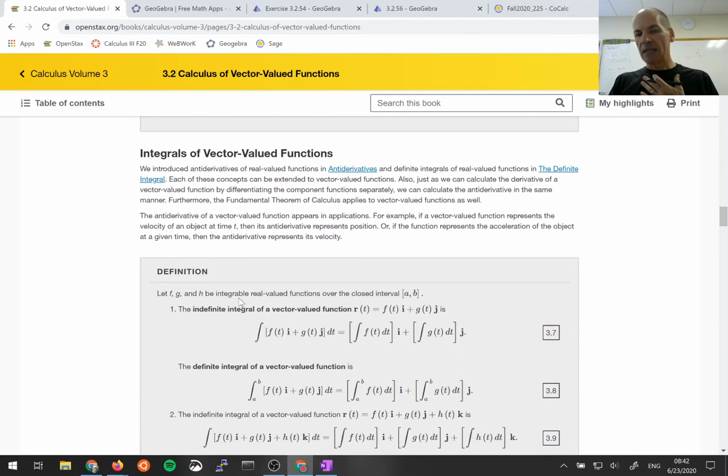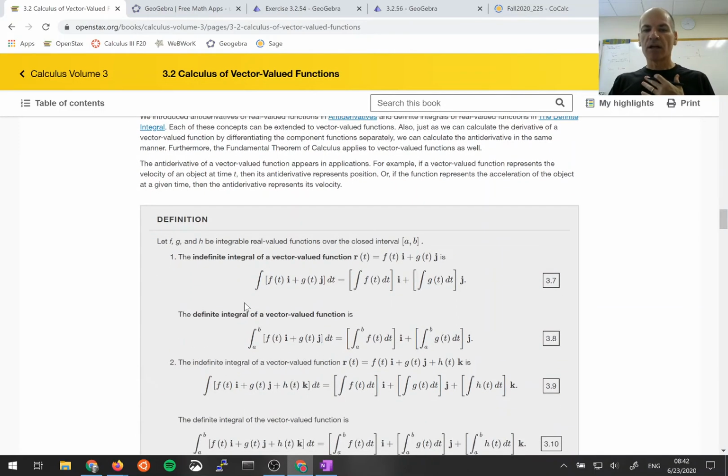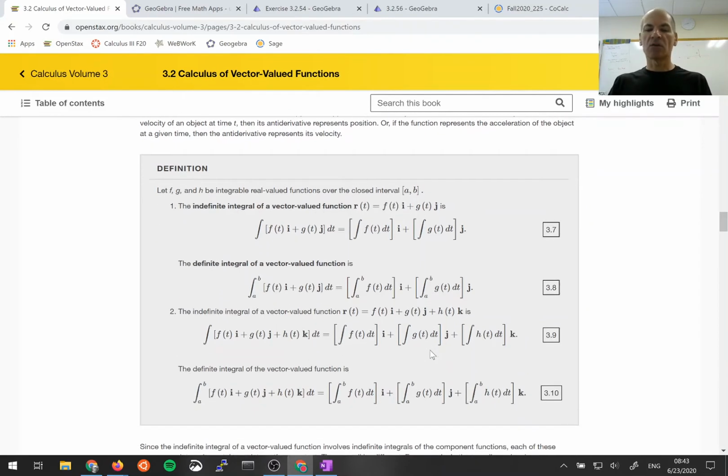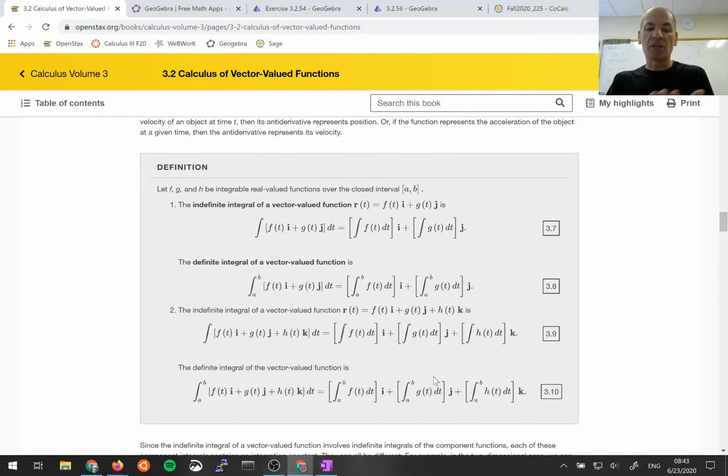Finally, I'll leave you with integrals of vector-valued functions. Again, we're not going to do the derivation of this, but the integral of a vector-valued function from, say, a to b is just the component-wise integration from a to b. So if you want to know how to do that, just distribute the integral onto each component and do the integral, and now you're just back in Calc 2. These are skills that you have.